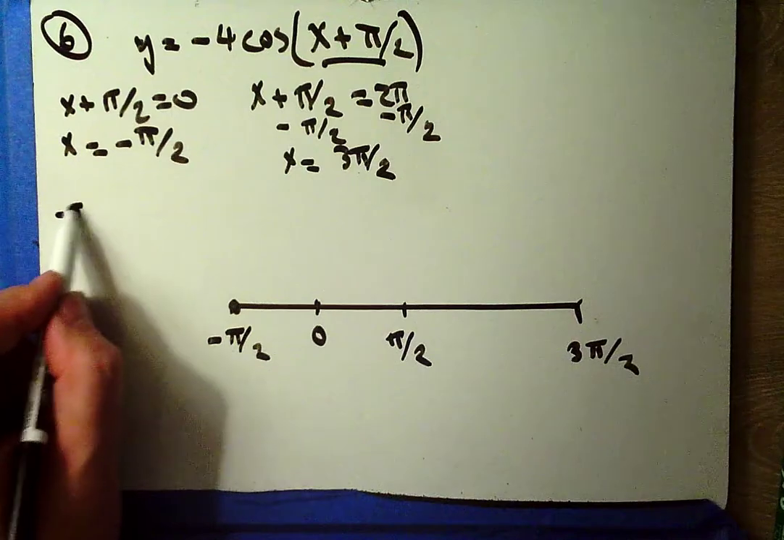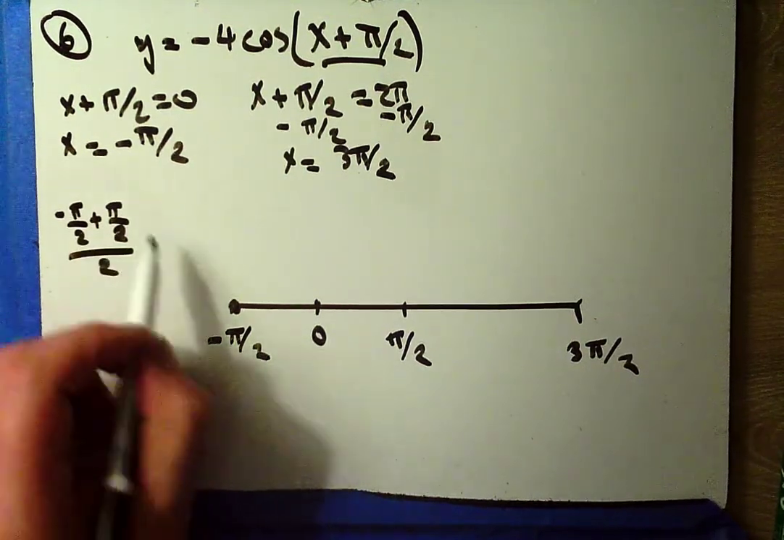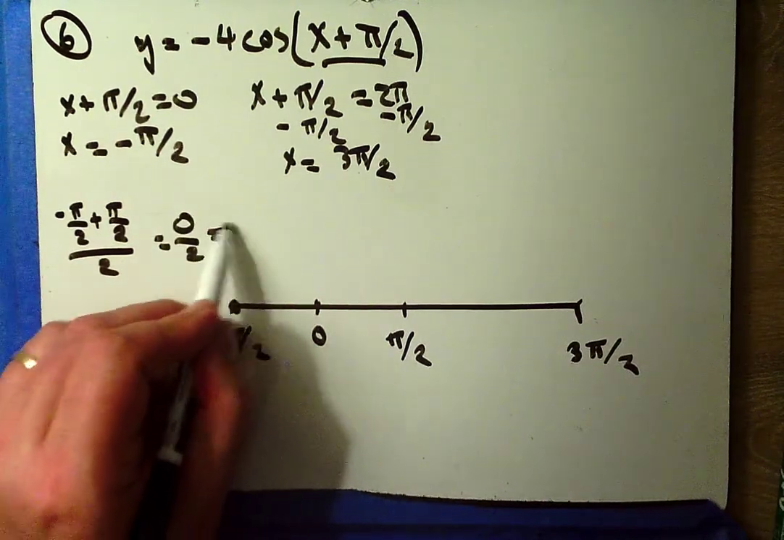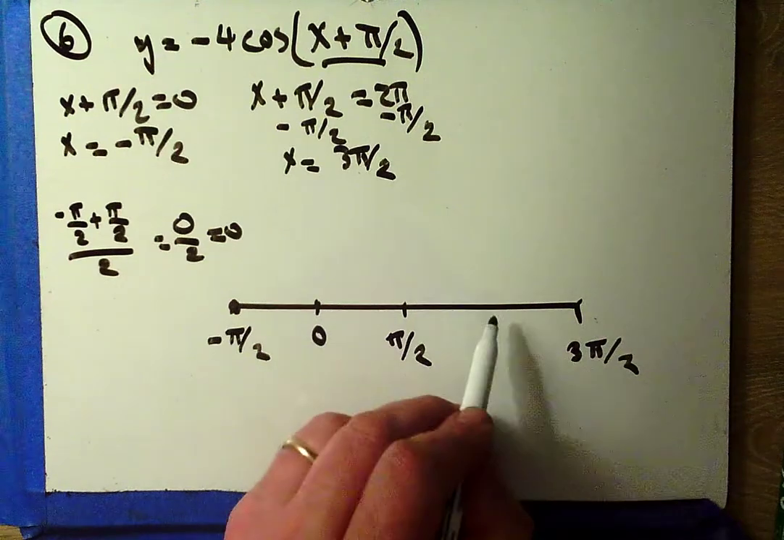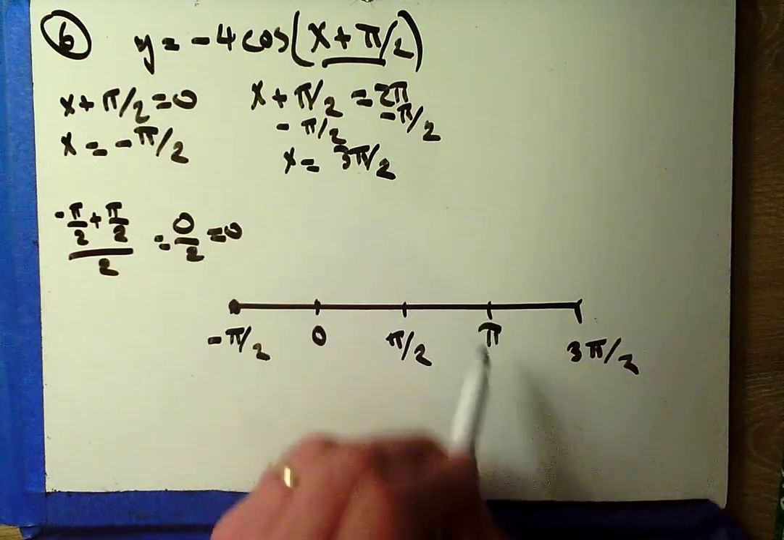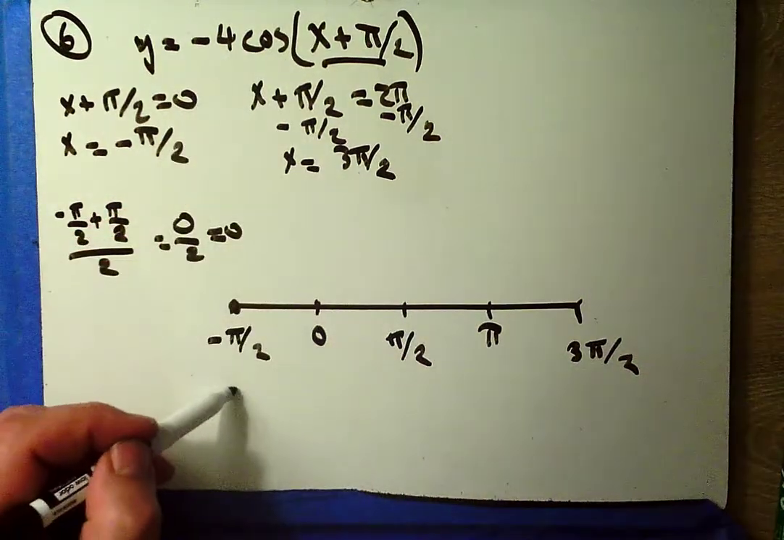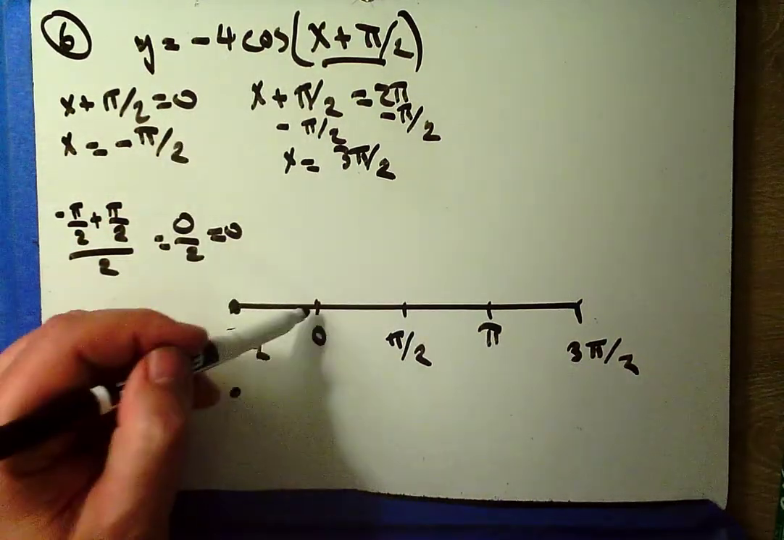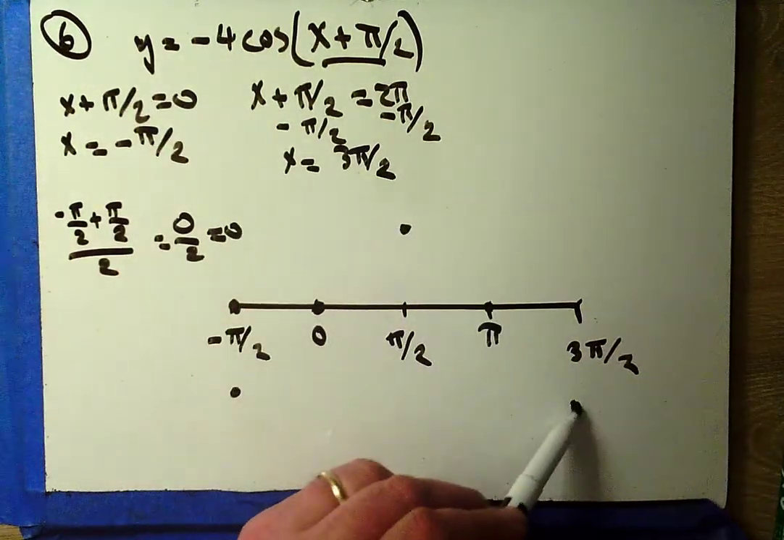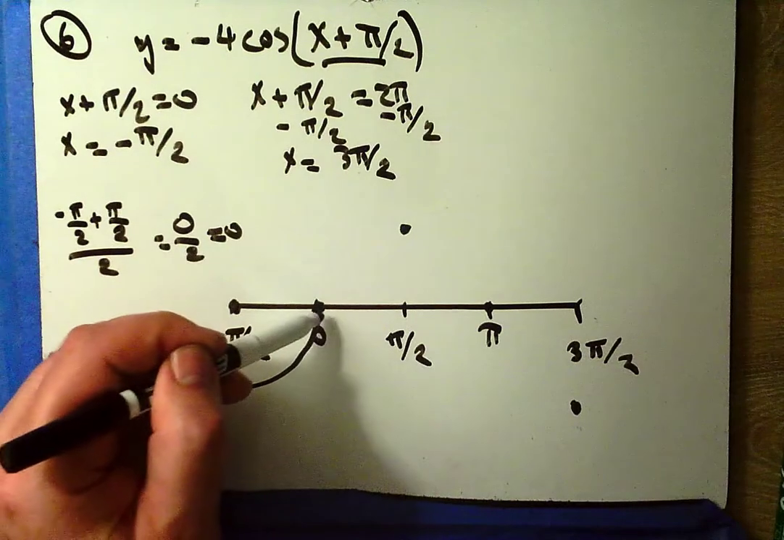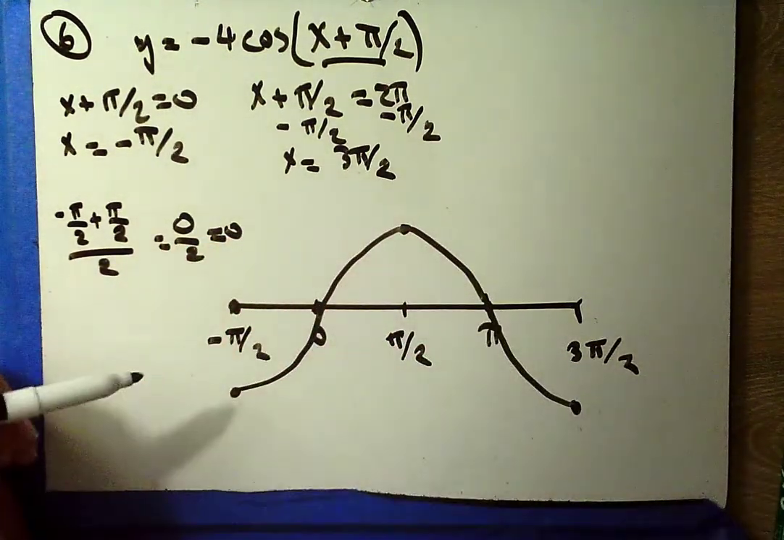But you know, you could always do negative pi over 2 plus pi over 2 over 2 and end up with the same thing. Halfway between pi over 2 and 3 pi over 2 is 2 pi over 2, also known as pi. This is a negative cosine graph, so we start low for negative cosine, go up to the midline, go to our high point, and then back down again. Remember, we should be concave up, concave down, concave down, concave up.